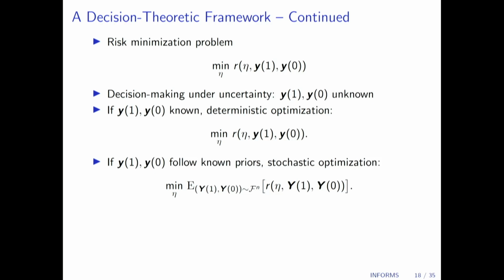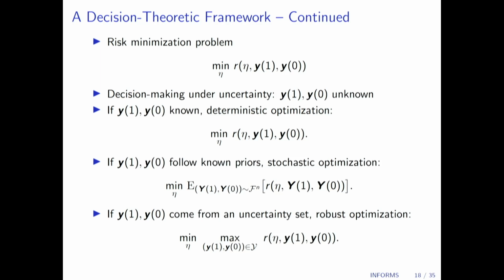If for some reason we have a prior knowledge of the y values, then this is the stochastic optimization framework, because we can minimize the risk function where the potential outcomes are sampled from a known distribution. We're minimizing the expectation of this risk function. So this is a stochastic optimization problem.